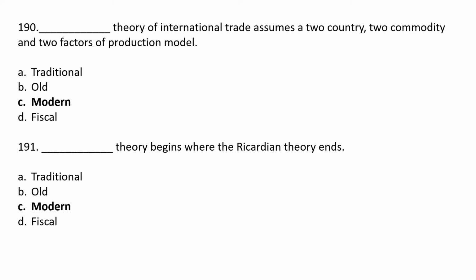Dash theory begins where the Ricardian theory ends. Option A traditional, option B old, option C modern, option D fiscal. The correct answer is option C modern. Modern theory begins where the Ricardian theory ends.